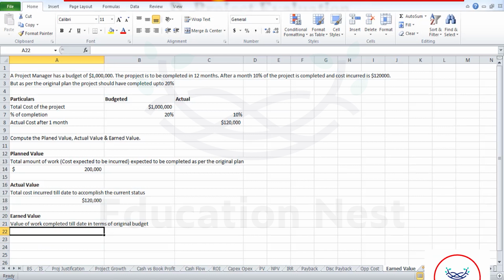So what this means is that as per the original budget, the cost should have been how much? For 10%, it's supposed to be $1 million into 10%. Okay, that's supposed to be $100,000. So if you compare the factor here, earned value means how much percentage is completed till date. Actual percentage is 10%. And how much was the budgeted cost for the actual completion? That's $100,000. Okay, so that is the concept of earned value.